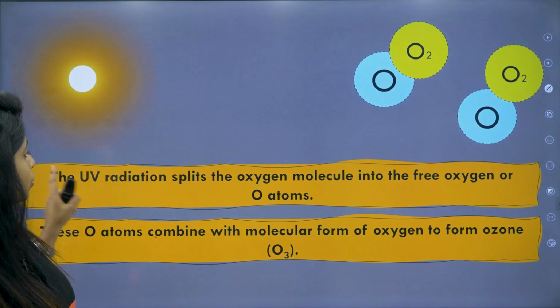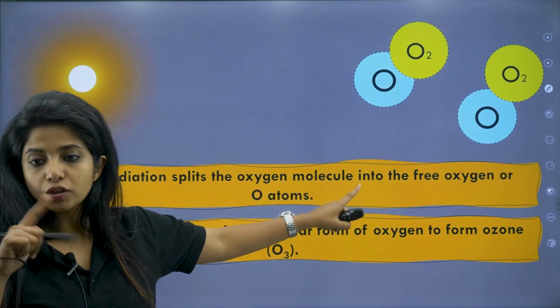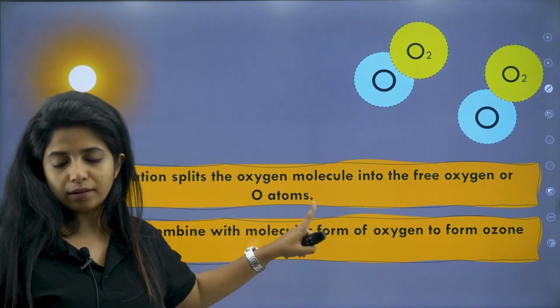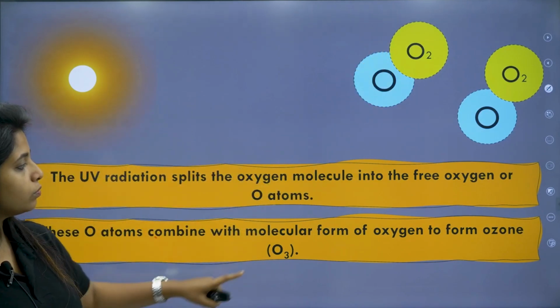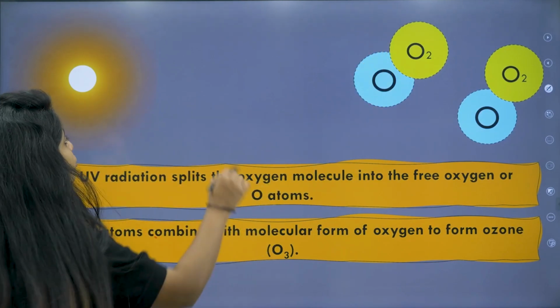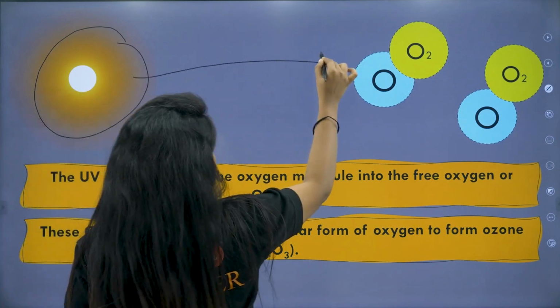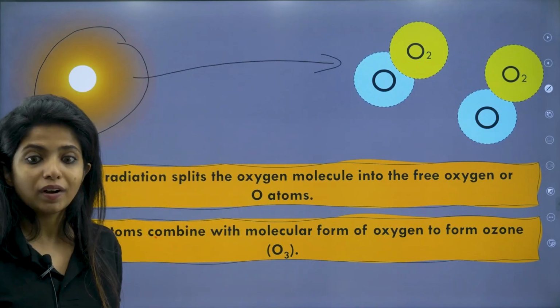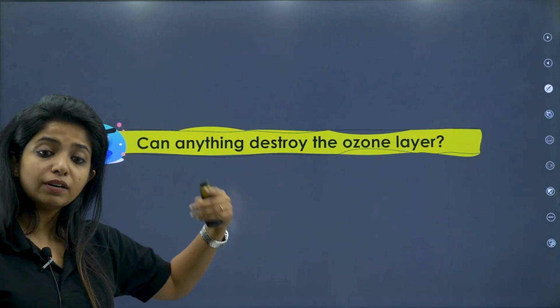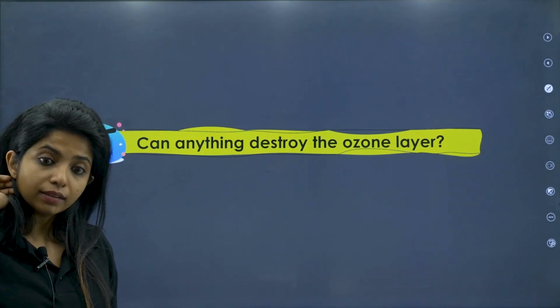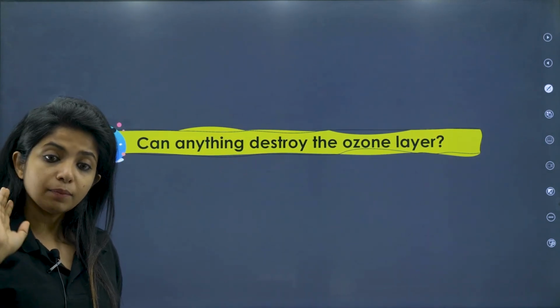O3. So the UV radiation splits the oxygen molecule, that is O2, into free oxygen or O atoms. Now these O atoms will react with other oxygen molecules to form O3. So UV radiation is the one that makes the ozone layer. Do you think that this ozone layer which is made can be destroyed by anything?